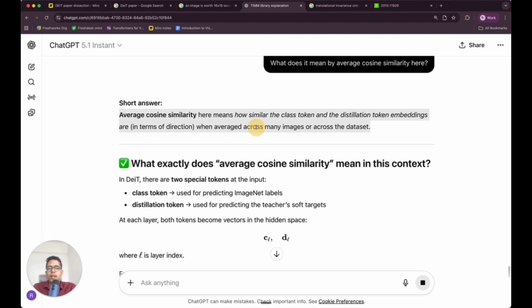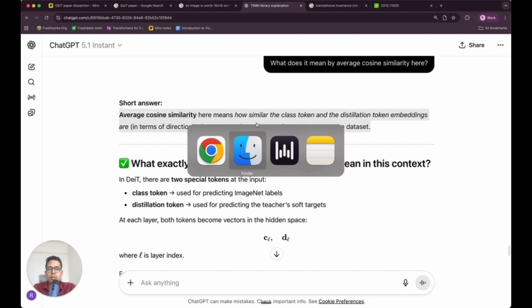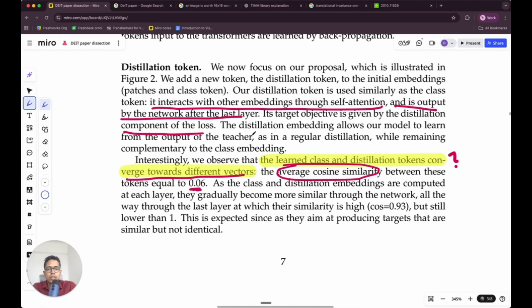Okay, makes sense. So you look at the value of distillation token and value of class token for one image. You do that for another image, then for another image. Like that, you compare the value of distillation token and class token for many different images and see what the average cosine similarity is. The average cosine similarity is actually only 0.06. So clearly, distillation token and class token are seeing different things. As the class and distillation embeddings are computed at each layer, they gradually become more similar through the network, all the way through the last layer at which similarity is high, cosine similarity equal to 0.93.